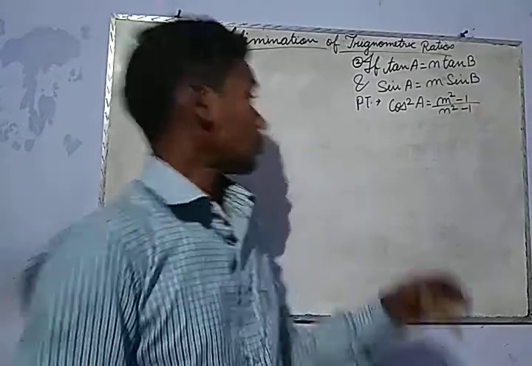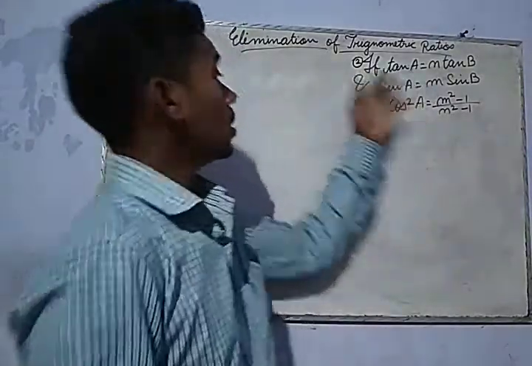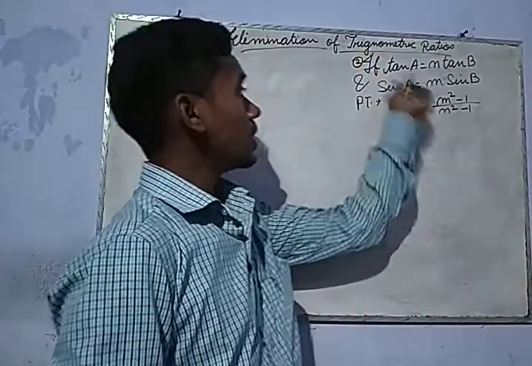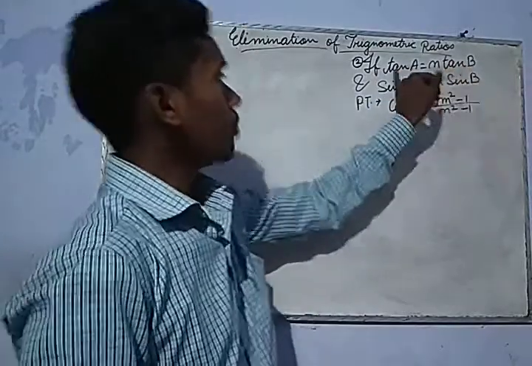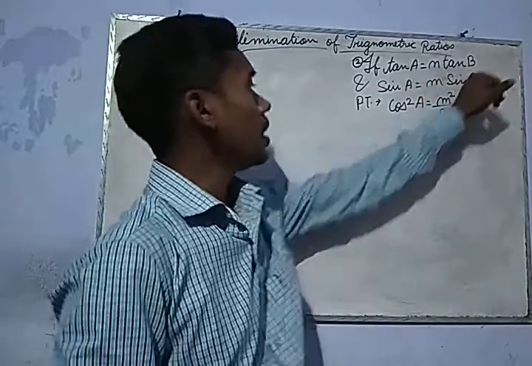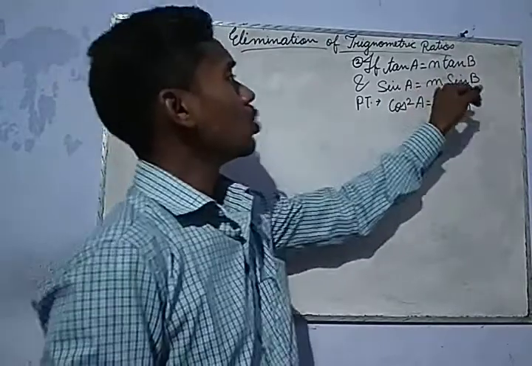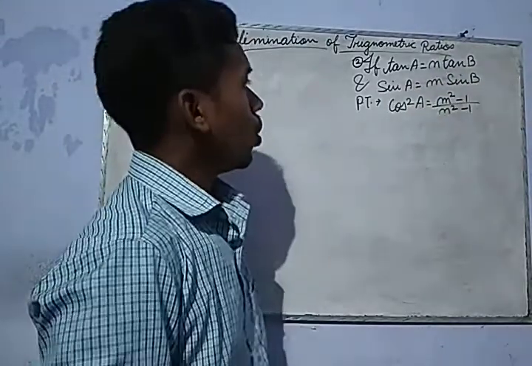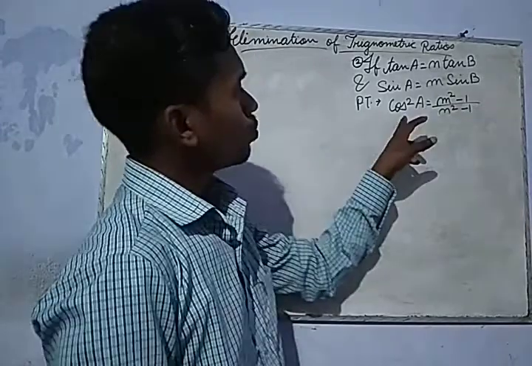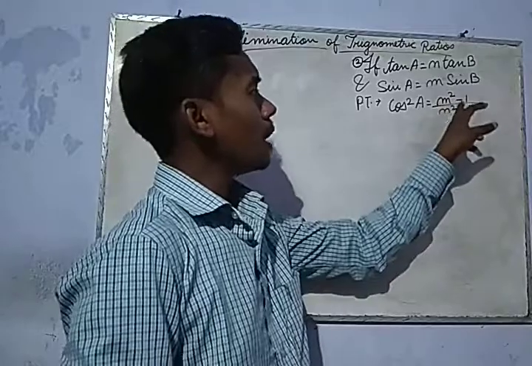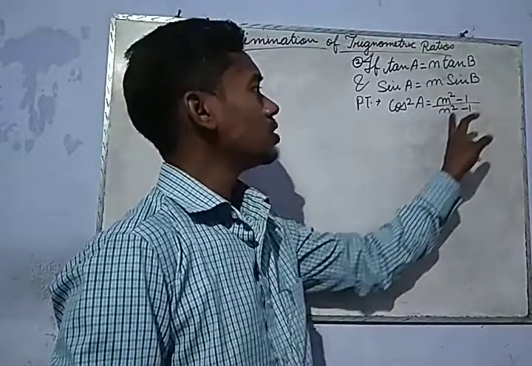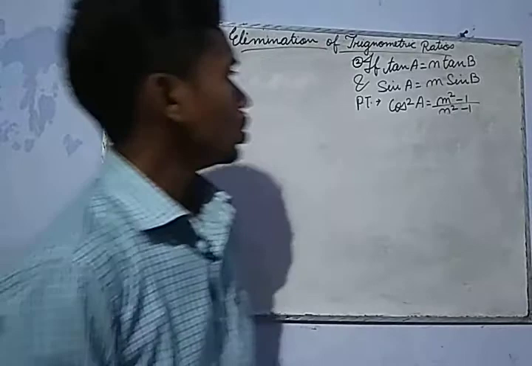So here is our next question. What does it say? If tan A is equal to n tan B and sin A is equal to m sin B, what do we need to do? We have to prove that cos square A equals n square minus 1 upon n square minus 1.